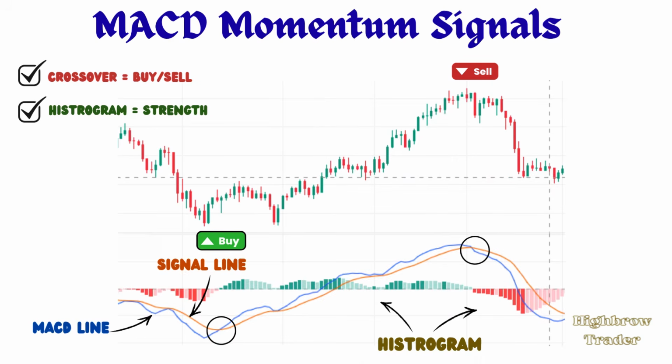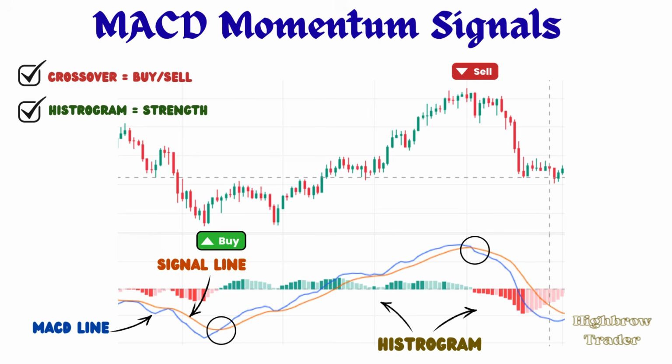Let's talk about the MACD. That's Moving Average Convergence Divergence. It's a momentum indicator that uses two EMAs, the 12-day and 26-day, to show momentum. The MACD line, which is blue in color, is their difference. The signal line, orange in color, is a 9-day EMA of the MACD line.